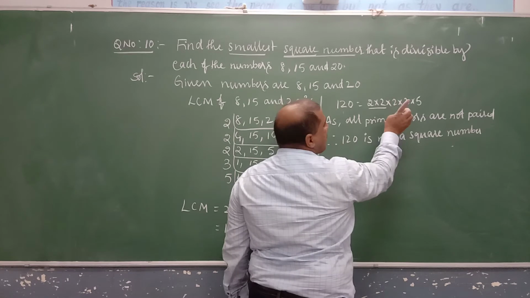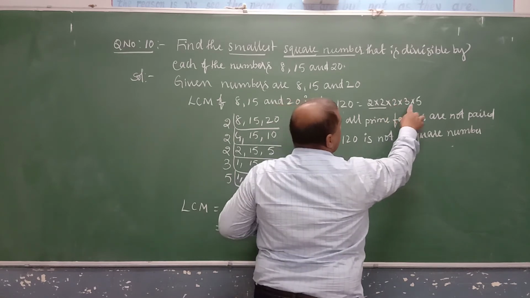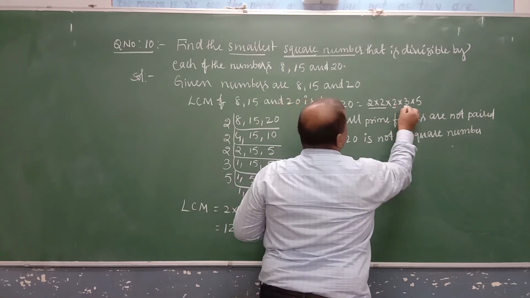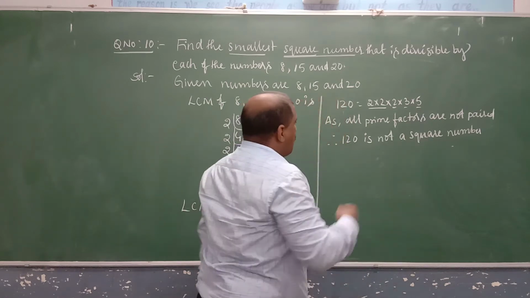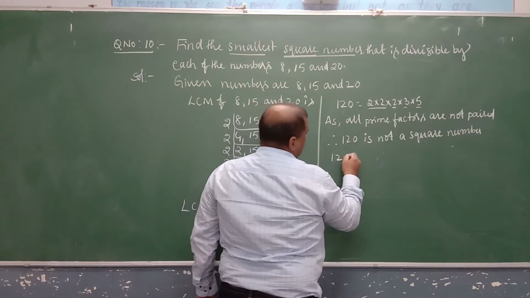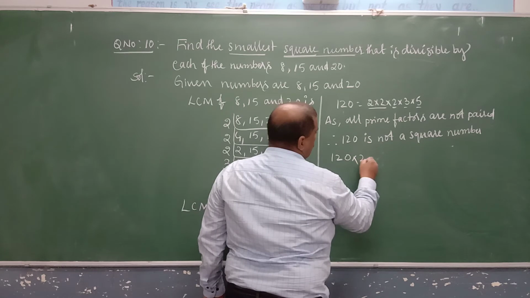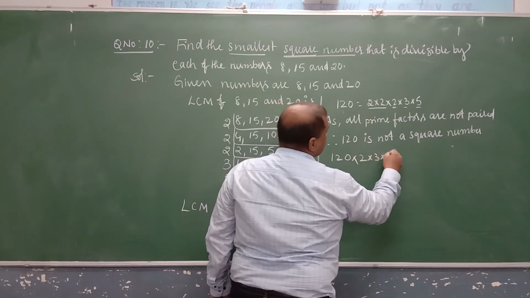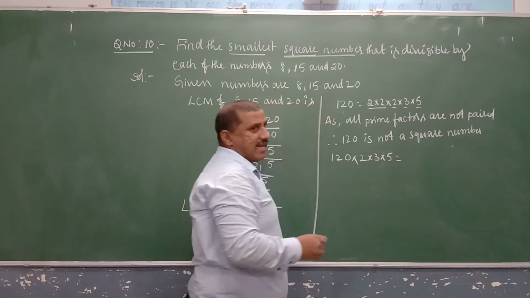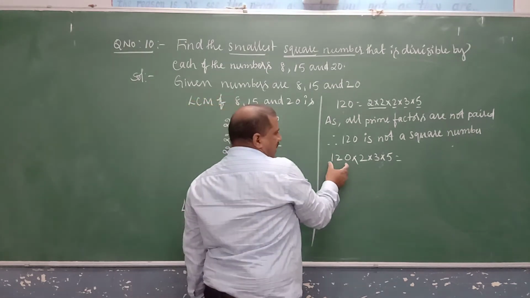What are the unpaired prime factors? 2, 3 and 5. So when 120 is multiplied with 2, multiplied with 3 and multiplied with 5, what is the product which we get?